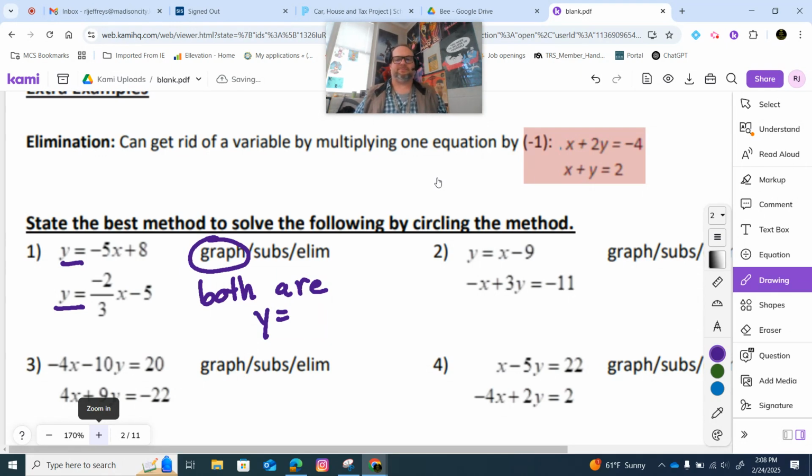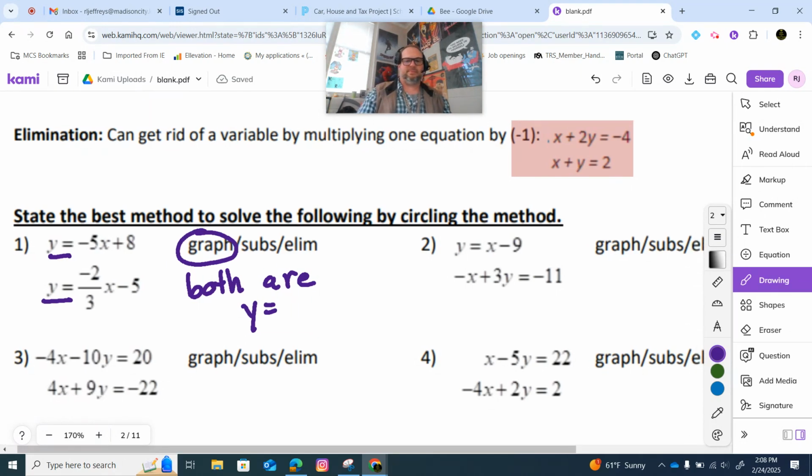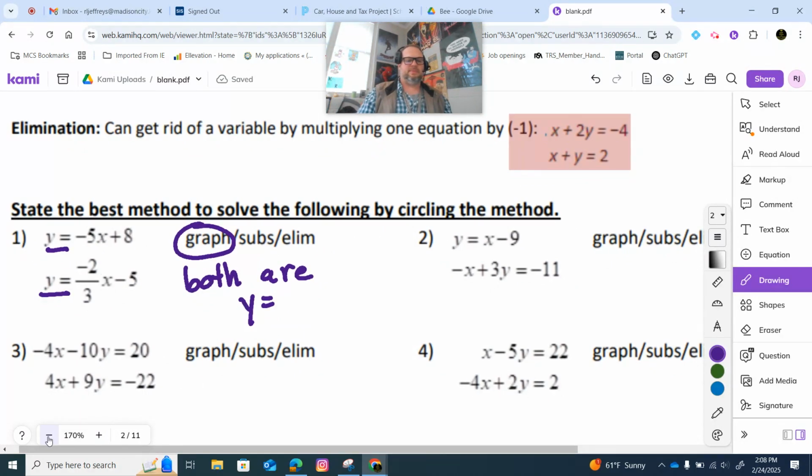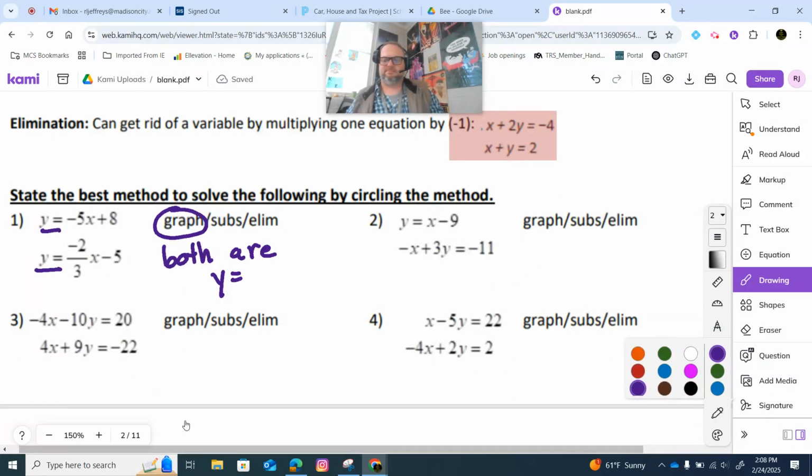Now, I'm a lazy person, so if I write something down, it might be important. What about number two? Which method do you think would be the best? When I say best method, I mean the Captain Obvious one that jumps up and smacks you in the face. You should be able to find it obviously.